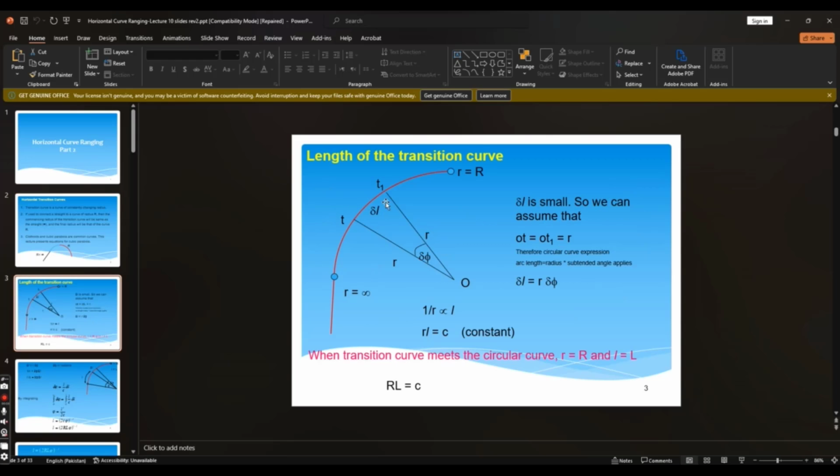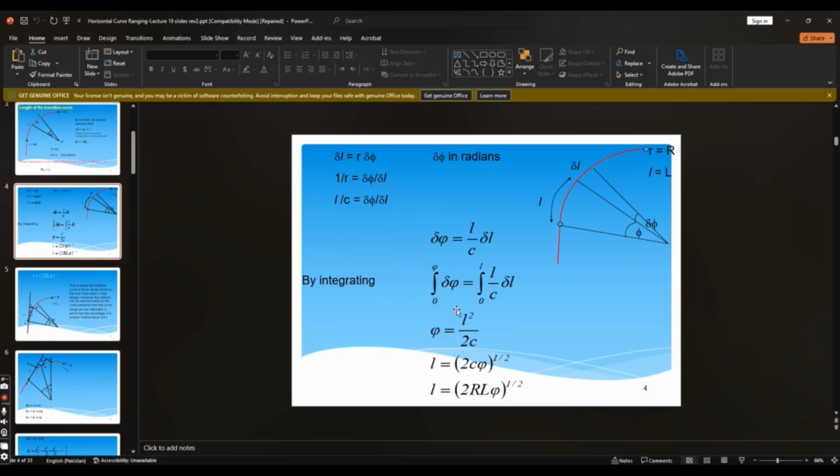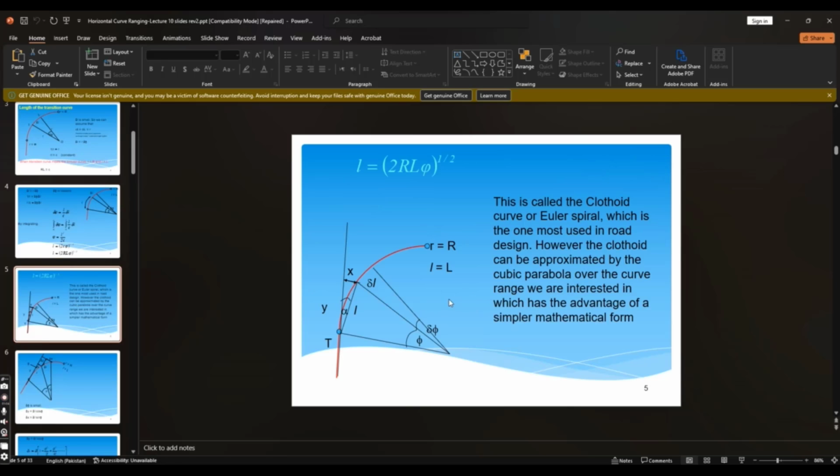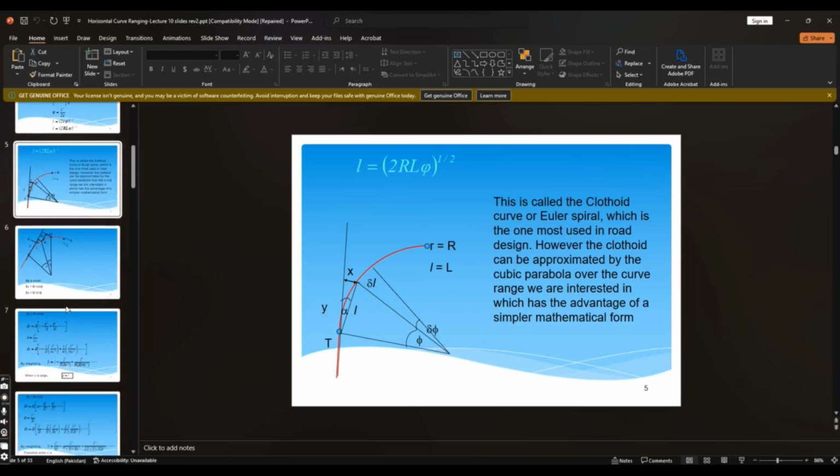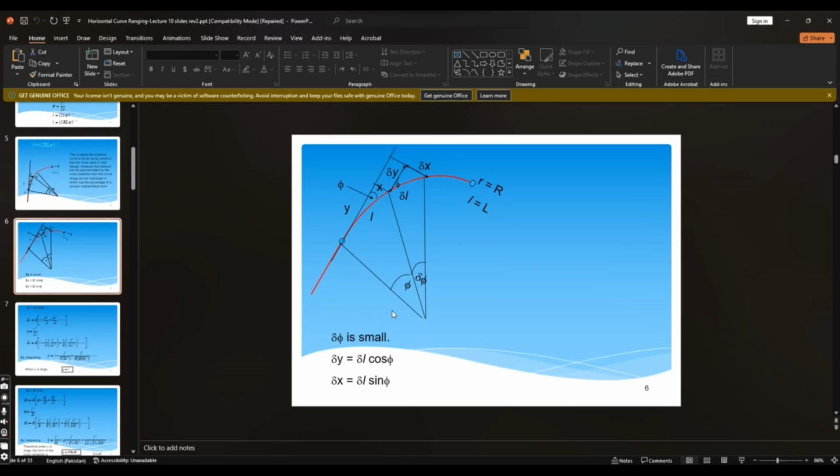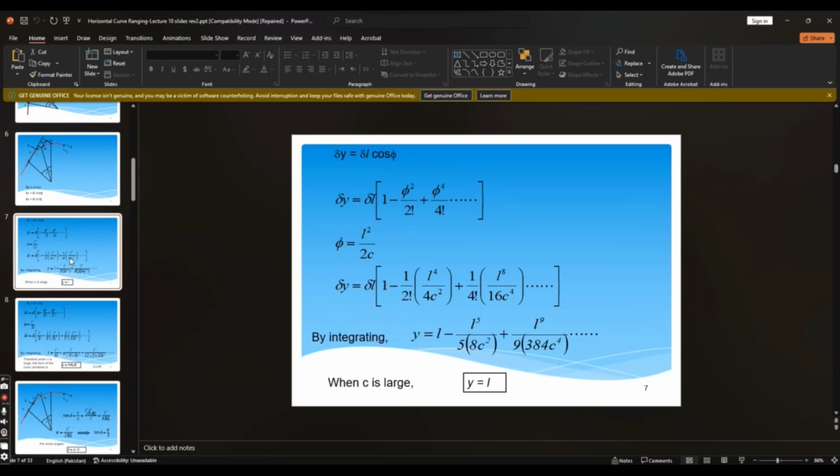Here we have a formula for the length of the transition curve, how we can get the transition curve. You can use these equations to solve your transition curve, parabola curves.